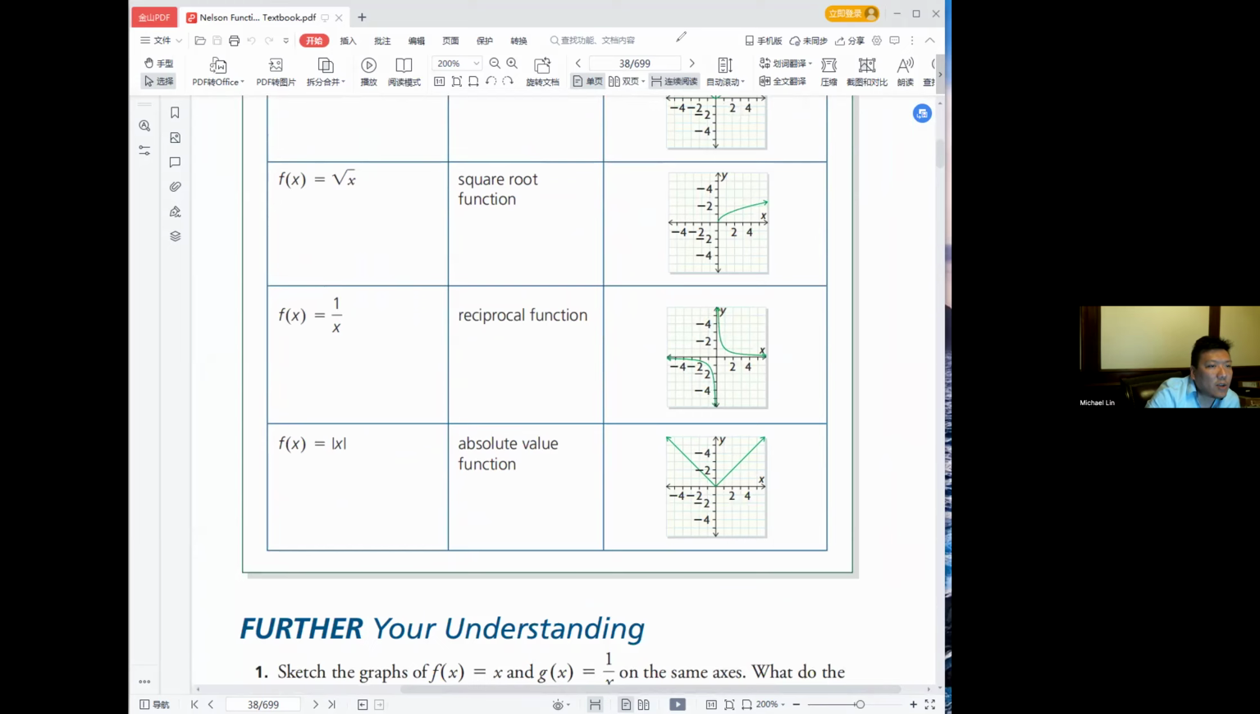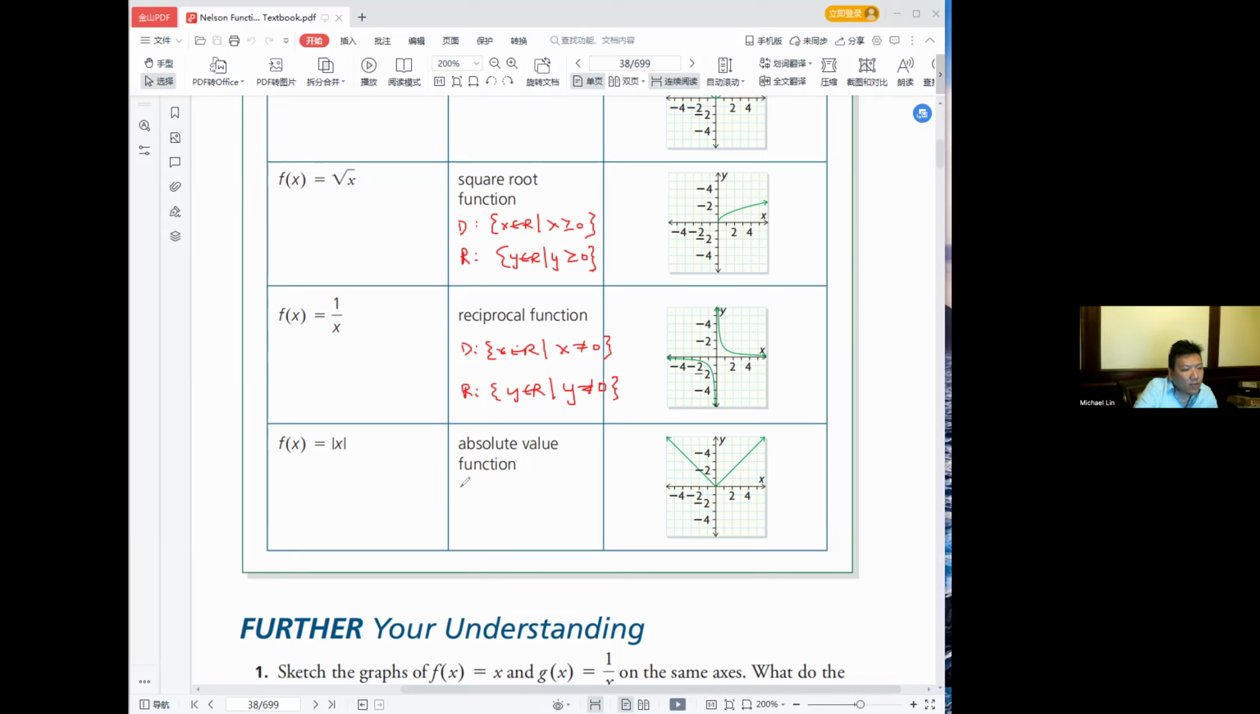The radical function looks kind of like a mirror, kind of like a rainbow. And we should write the domain and range. So the domain is x belongs to all real numbers such that x is greater than or equal to 0. Range is y belongs to all real numbers such that y is greater than or equal to 0. For the reciprocal function, the domain is x belongs to all real numbers such that x cannot equal 0. And then the range is y belongs to all real numbers such that y cannot equal 0.